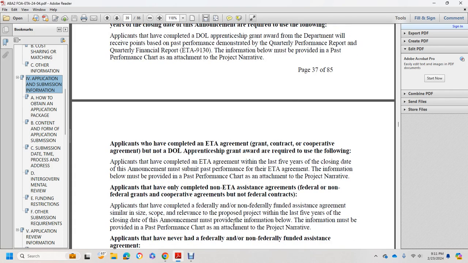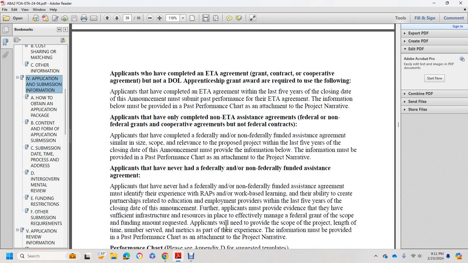Applicants who have only completed non-ETA assistance agreements, federal and non-federal agreements, cooperative agreements, or non-federal contracts, and have completed a federally or non-federally funded assistance agreement of a size and scope relevant to the proposed project within the last 5 years of the closing date of the announcement, must provide the information below. The information must be provided with the past performance chart as an attachment to the project narrative.